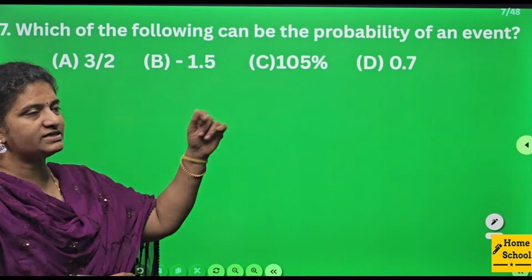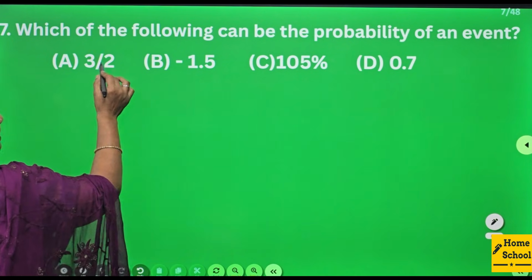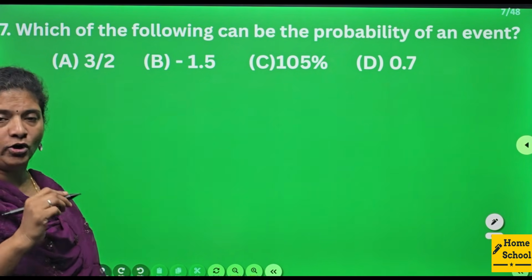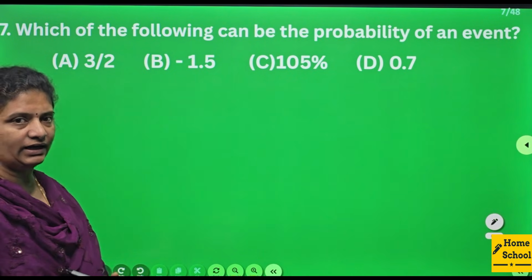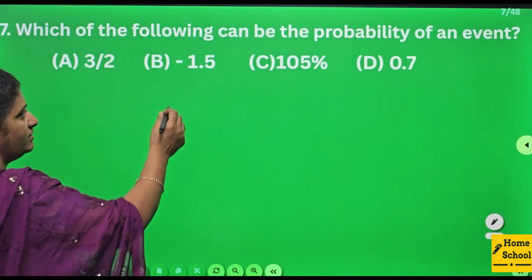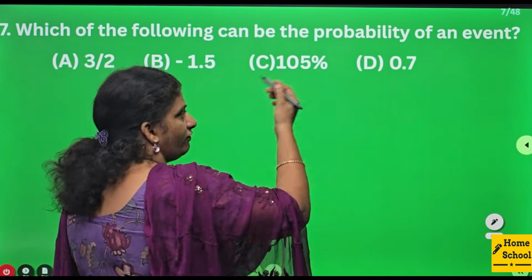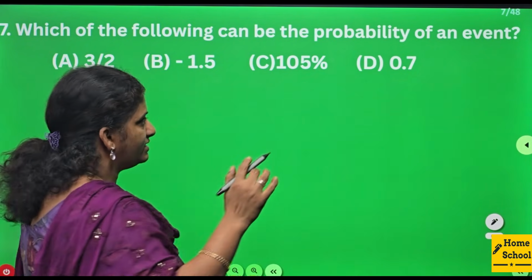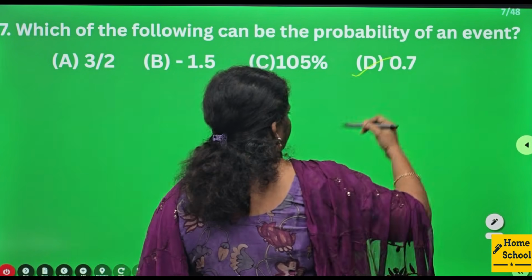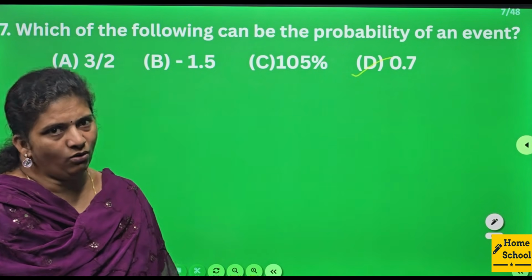Seventh one, which of the following can be the probability of an event? Which among these is a probability? First one, option C here, 3 by 2, it will be 1.5. Probability range can never be more than 1. So this is not the answer. Probability can never be negative. And 105%, no chance. Coming to D, yes, this is your answer. Probability range is in between 0 to 1.